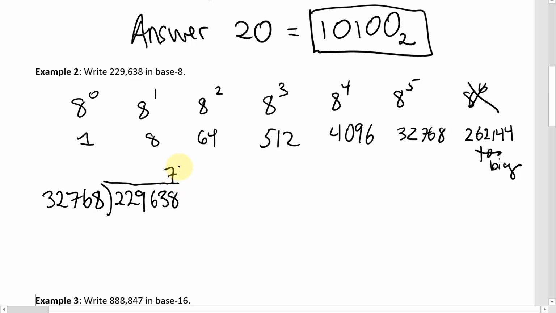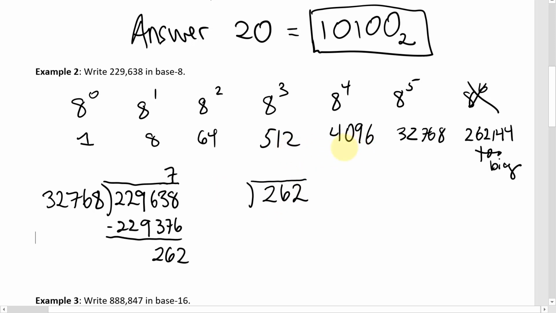So 7 times 32,768, and you get 229,376. So then subtract that. We get 262. With the 262 remainder, I would then move down to the next lower power, which is actually this one.